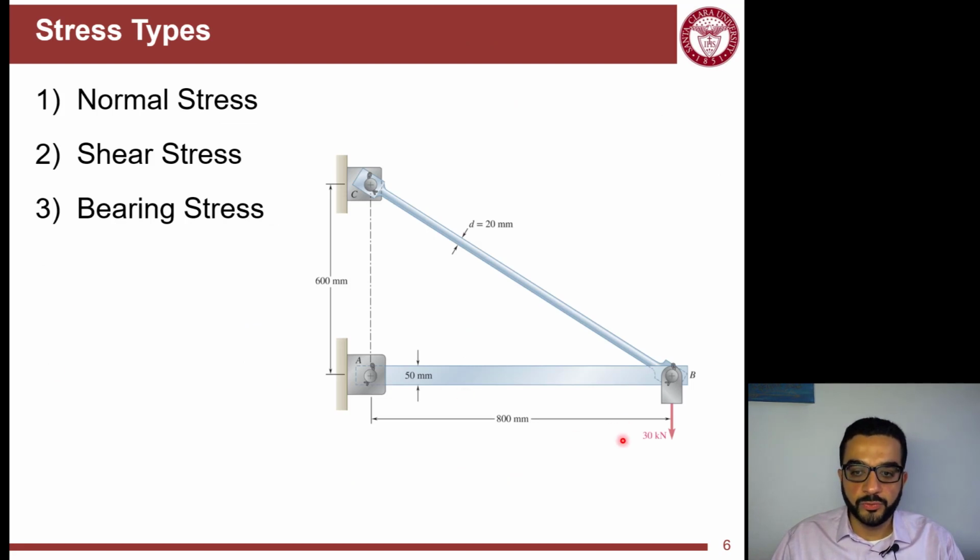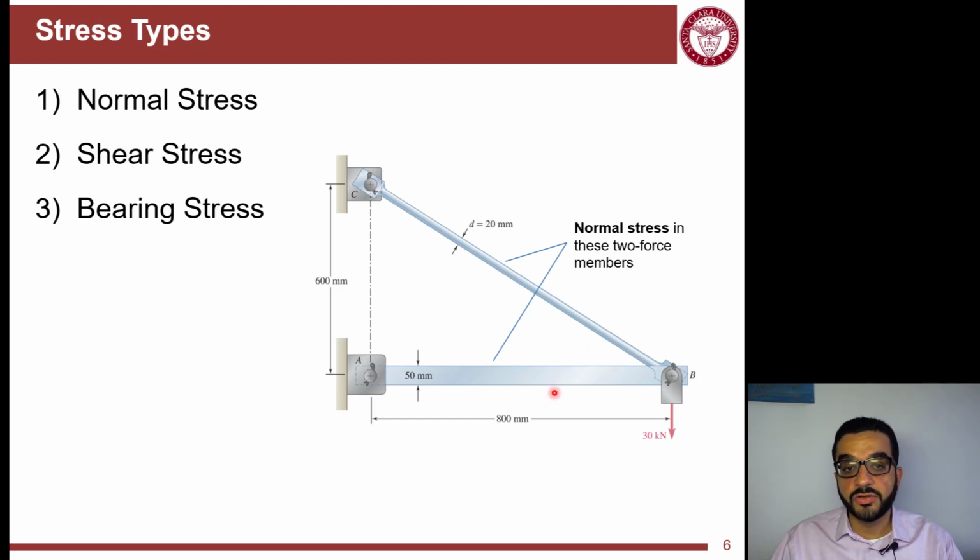Over the course, we'll see three main types of stresses. Two are very critical and main, and the third one is a stress that happens in special cases. First, normal stress, like we see in these two force members, AB and BC, which are under compression and tension. So we have here a direct generation of normal stresses. Normal stresses can be generated from other cases of loading, which we'll see in the next lesson.